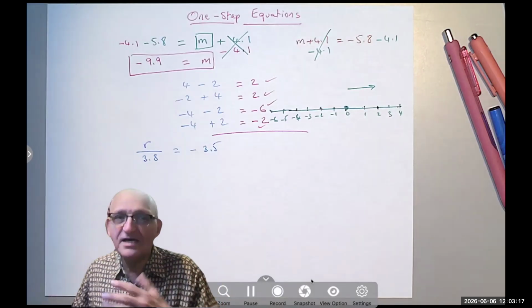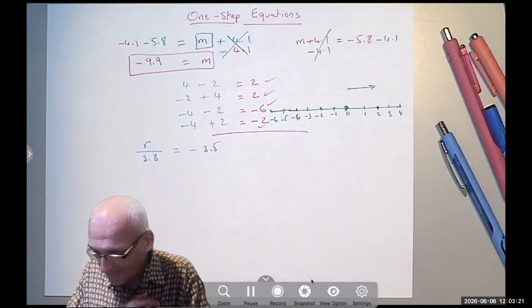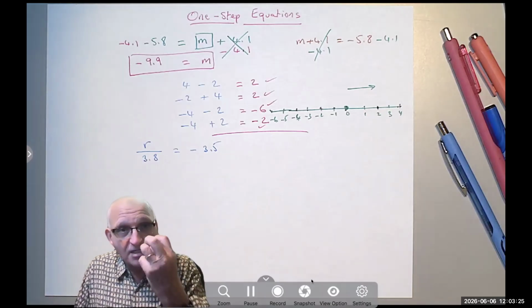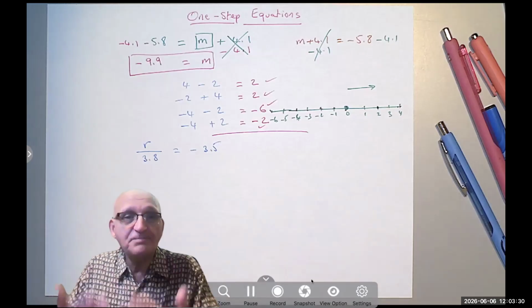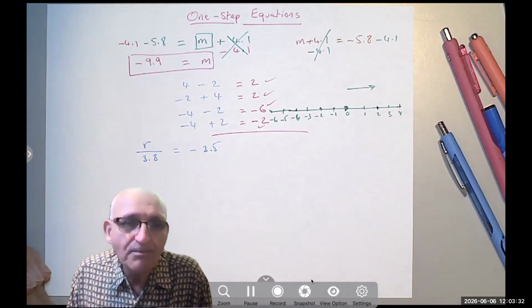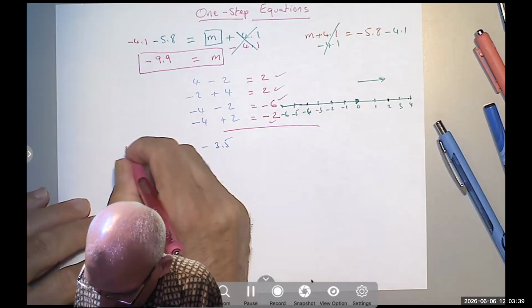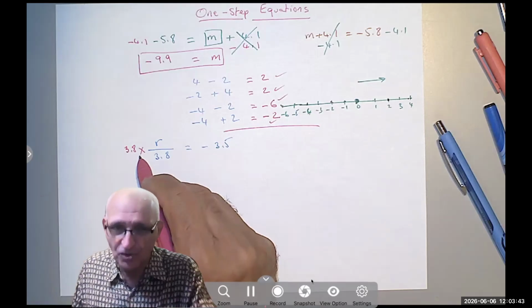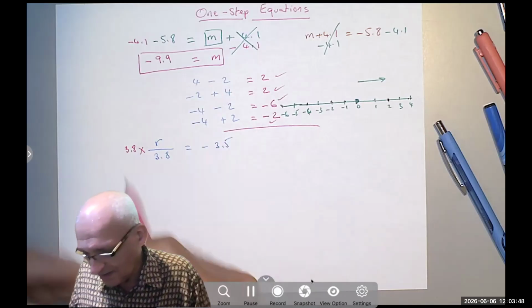R is already on the left, so thank God, I'm not going to move things around. But it's divided by 3.8. I wanted R by itself, but R is divided. So to return it back to R, I have to apply the inverse of division, which is multiplication. So I'm going to multiply the left-hand side by 3.8. I'm using the times, not an X, just for you to understand it.